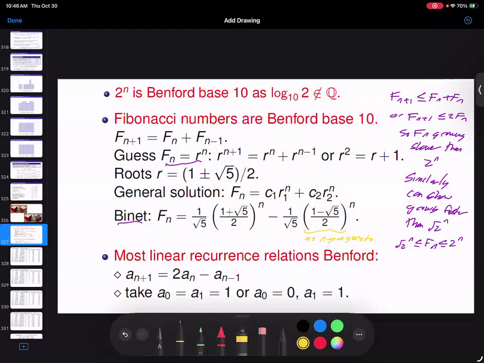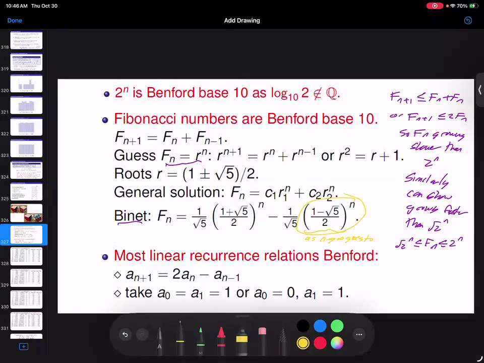Infinity? Why do you think (1 minus root 5) over 2 goes to infinity? Wait, what is that sum going to be? I'm not asking about the sum. I'm just asking about (1 minus root 5) over 2. What does this piece over here go to as n goes to infinity? Well, hold on, is that greater than 1 or less than 1?